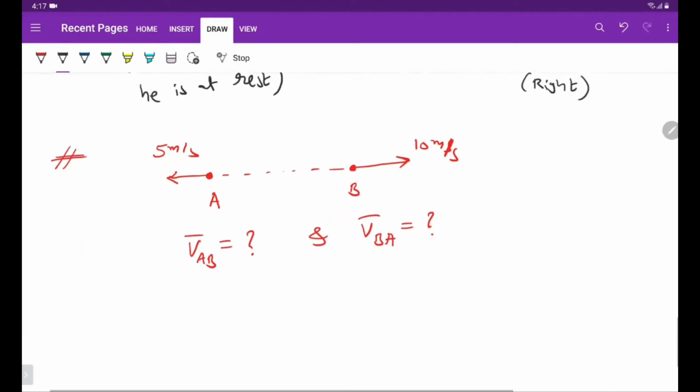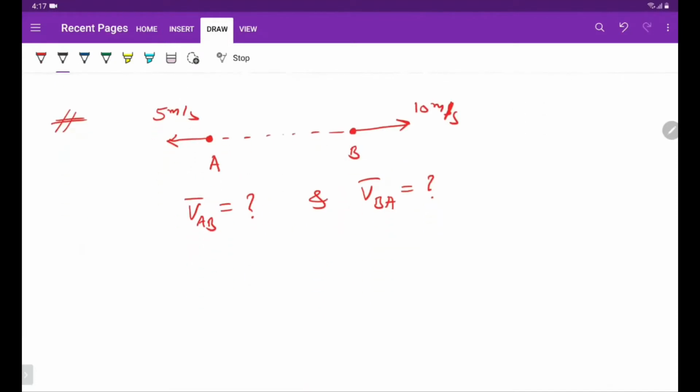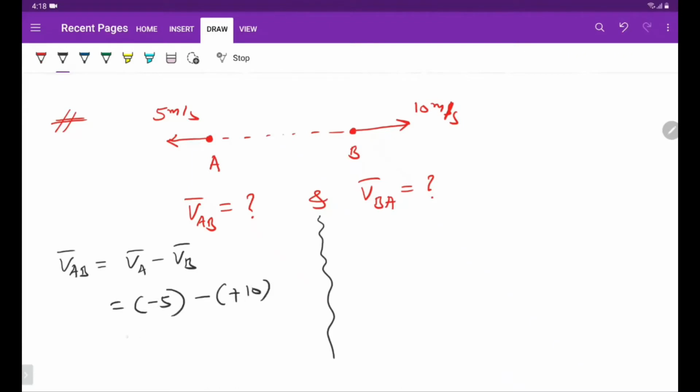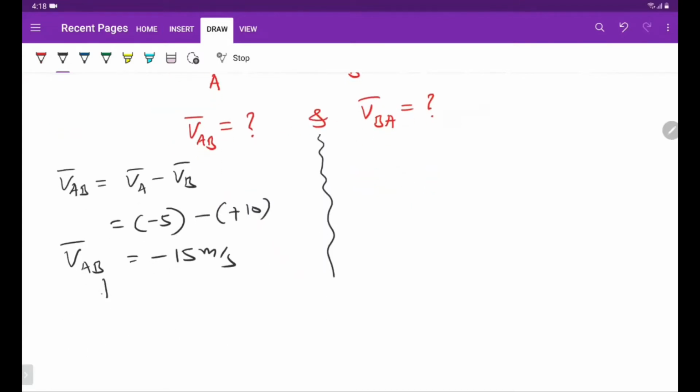If the question is asked like this, you can use the formula. I'm going to solve it using two methods. So we get VAB bar is equal to VA bar minus VB bar. VA bar is left side, so minus 5. VB bar is right side, plus 10. We get minus 15 meter per second. Here B is the observer.